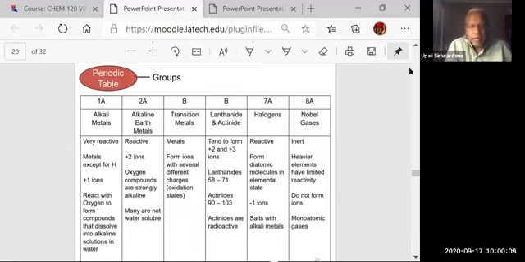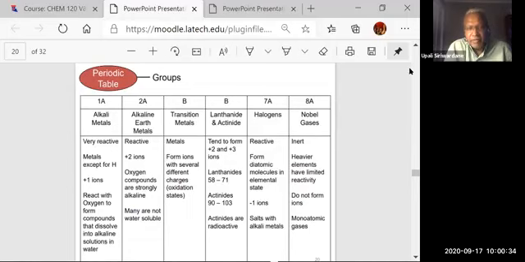Okay. Group 1A is called alkali metals. Group 1A is the same as group number 1. 2A is the same as group number 2. The group B's in the middle are transition elements. But group B also at the bottom is called actinides and lanthanides.